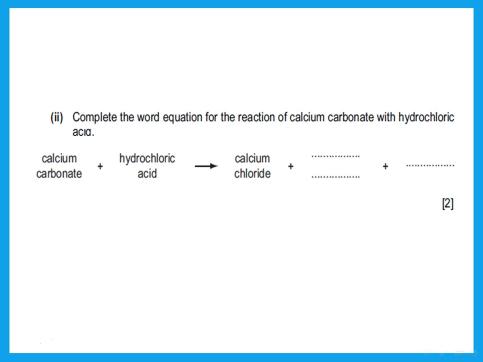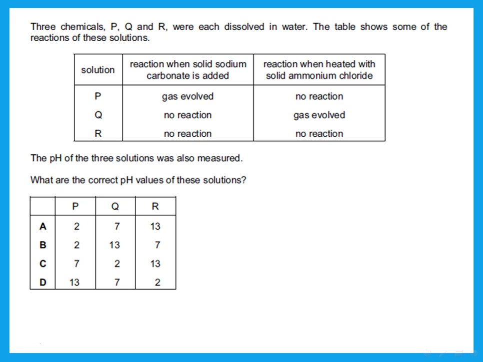Okay, this question says complete the word equation for the reaction of calcium carbonate with hydrochloric acid. Again, remember we said carbonate with acid will give a salt. So in this case, the salt is calcium chloride plus what? Carbonate plus acid would give carbon dioxide plus water.